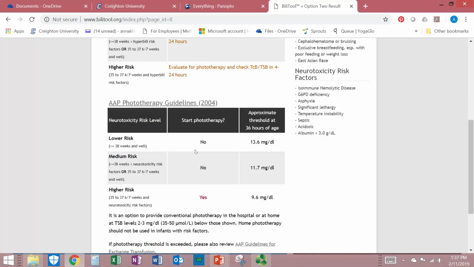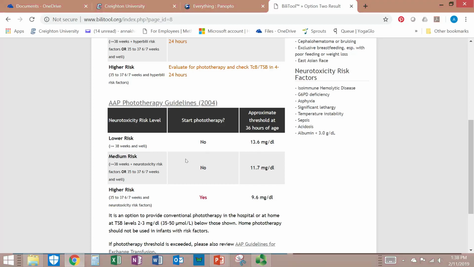And if you go down here, then this is the AAP's phototherapy guidelines. So this is evaluating, like we talked about with risk factors, the neurotoxic risk level. If this baby that's 36 hours old with a bili of 10.9 is a 40-week baby, then we do not need to start phototherapy. Their threshold is about 13.6, or people will say their light level is like 13.6.